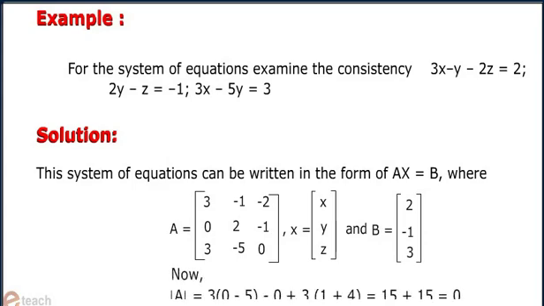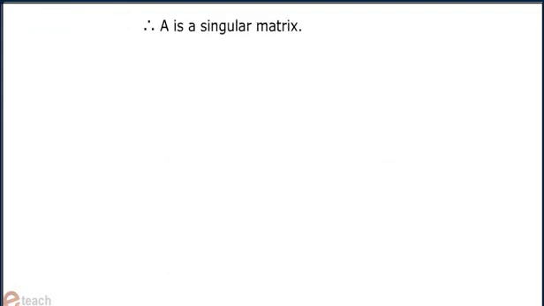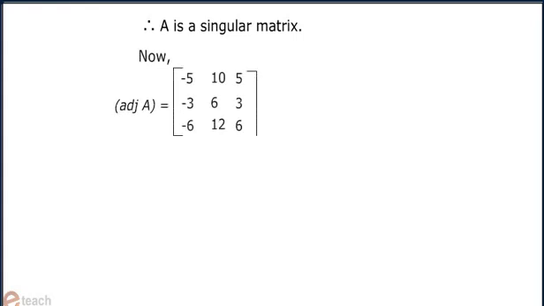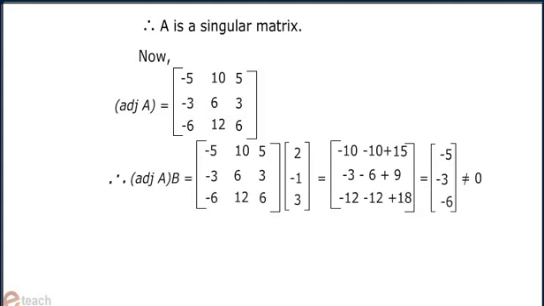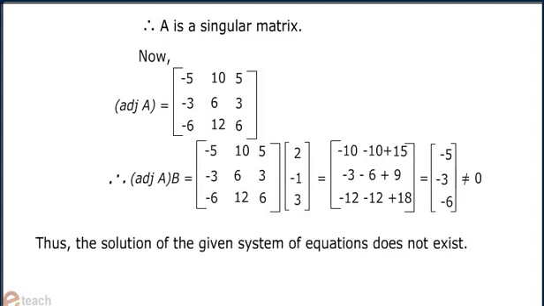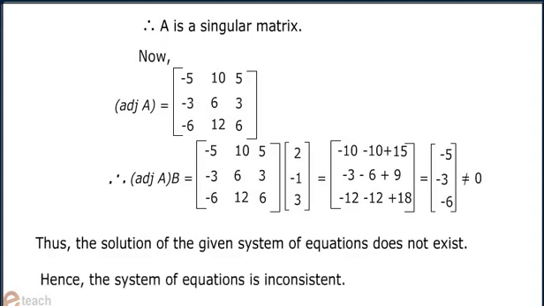Now, since determinant A is equal to 0, therefore A is a singular matrix. Now, we find the adjoint of matrix A, which is the matrix formed by the transpose of cofactors of the elements of matrix A. Since adjoint A into B on simplification is not equal to a null matrix, thus the solution of the given system of equations does not exist. Hence, the system of equations is inconsistent.